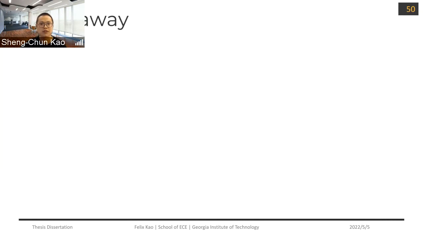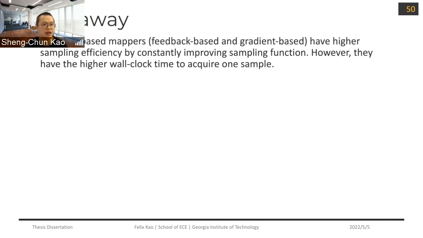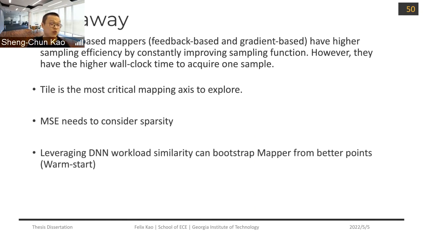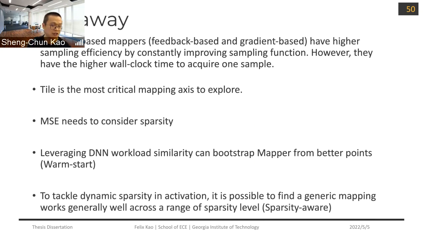So here are some takeaways. Learning-based methods have higher sampling efficiency by constantly improving their sampling function. However, they have a higher wall-clock time to acquire one sample. Tile is the most critical. And MSE needs to consider sparsity. Leveraging DNN workload similarity can bootstrap the mapper from better points. To tackle dynamic sparsity in addition, it is possible to find a generic mapping which works well across a range of sparsity levels.